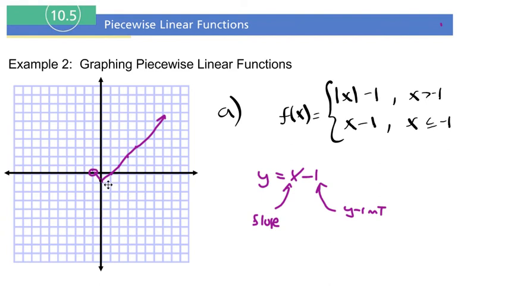Okay, and since the slope is 1, there's a 1 on the bottom, right? There's a ghostly 1 on top and a ghostly 1 on the bottom.